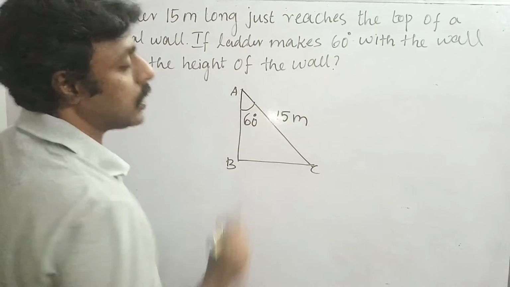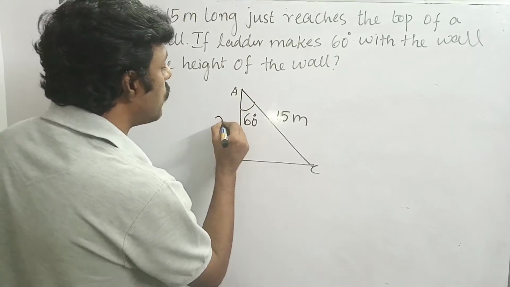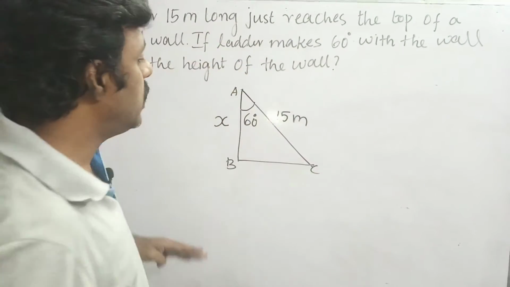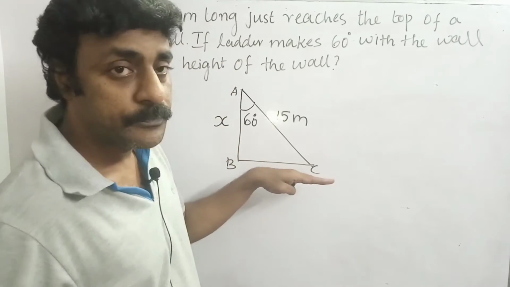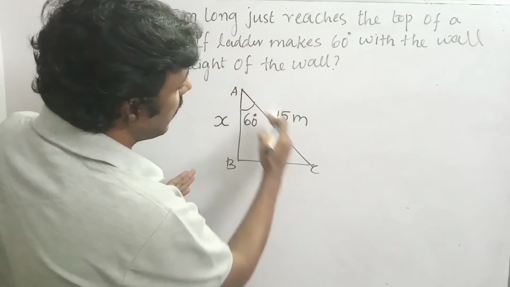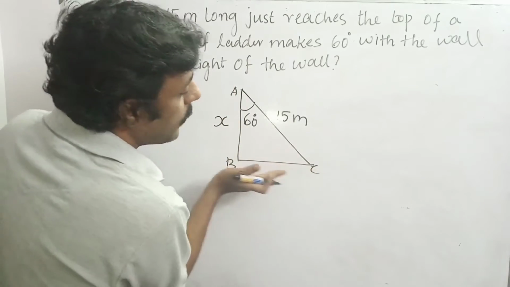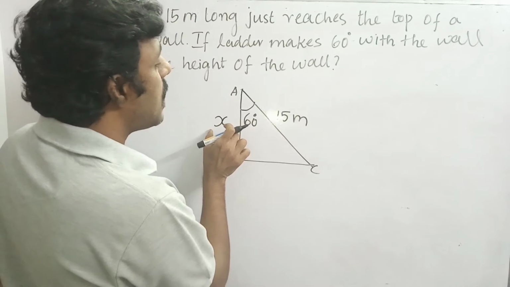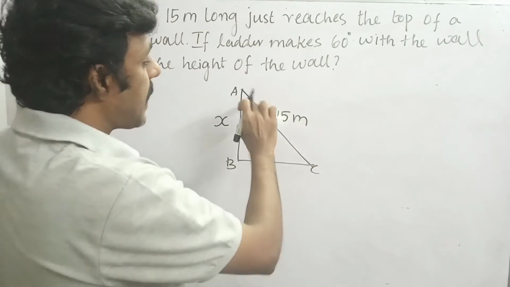Find the height of the wall. So you need to find the height of the wall. Let us assume the height of the wall to be x. Now you have the hypotenuse value, you have the x value, and you don't have this value. In this right angle triangle, this is the hypotenuse, this is the adjacent side, and this is the opposite side. So you have the adjacent side, the hypotenuse, and the angle value.